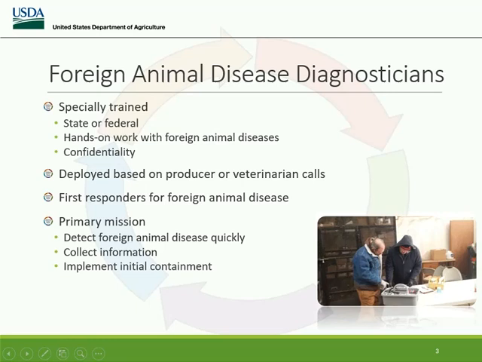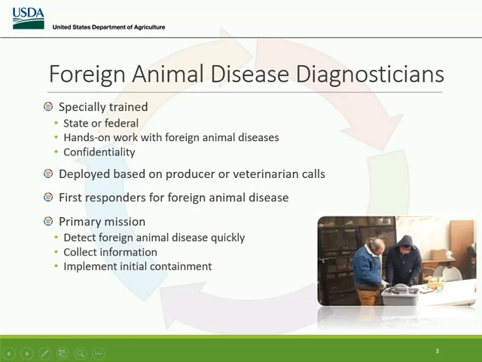The primary mission of a foreign animal disease diagnostician, they're out there to see the forest fire. Their job is to identify or detect possible foreign animal diseases as quickly as possible, collect information that is important in driving any containment that may be needed. Containment may come as samples are being analyzed, or it may be implemented after the data comes back from the laboratory.